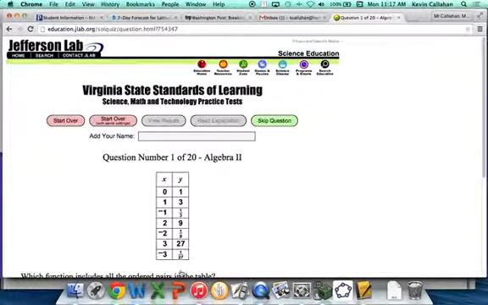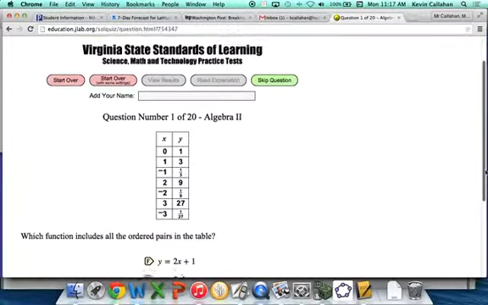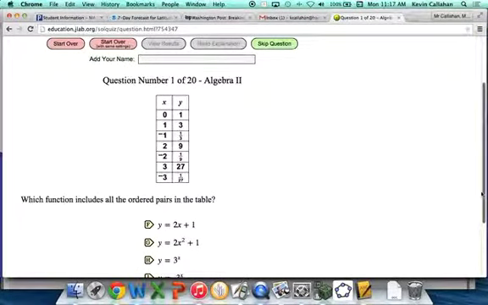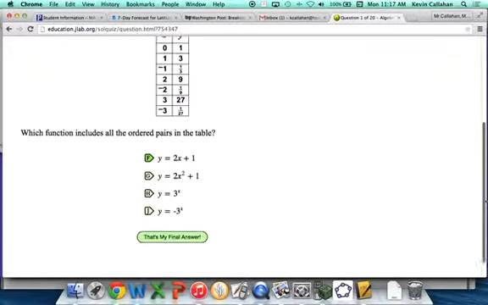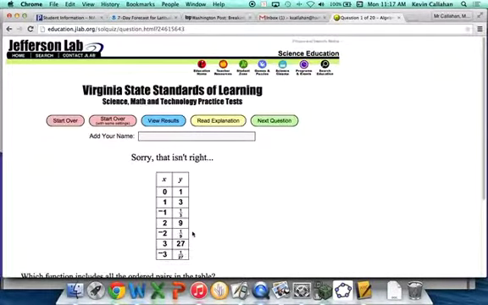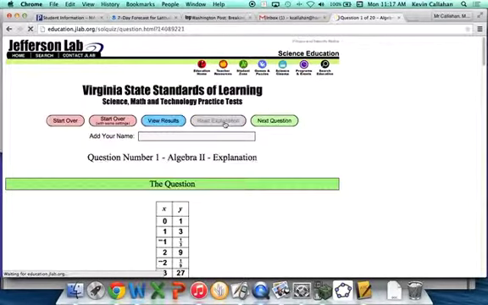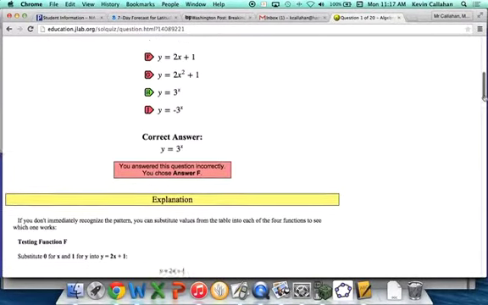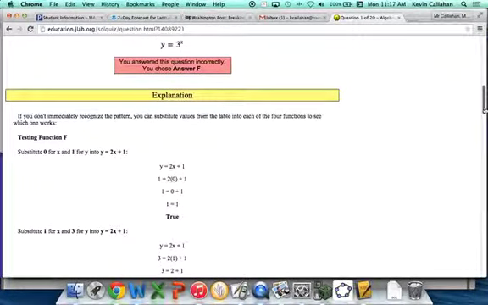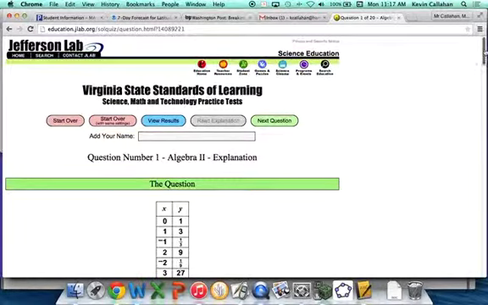Now, when you're doing this kind of problem, if I give an answer and it's wrong, there's an explanation right there. So you can scroll down and read their explanation for why it was wrong. So I would be doing that.